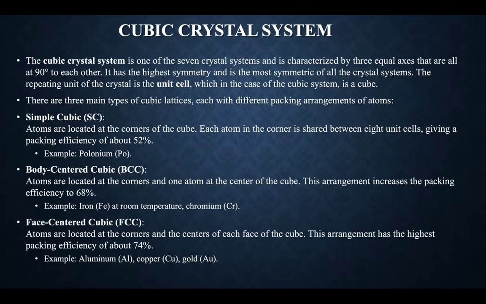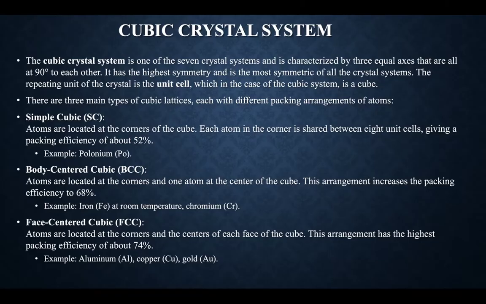Cubic crystal system. The cubic crystal system is one of the 7 crystal systems, and it is characterized by 3 equal axes that are at 90 degrees to each other. It has the highest symmetry and is the most symmetric of all the crystal systems. The unit cell, in the case of the cubic system, is a cube. There are 3 main types of cubic lattices with different arrangements of atoms.